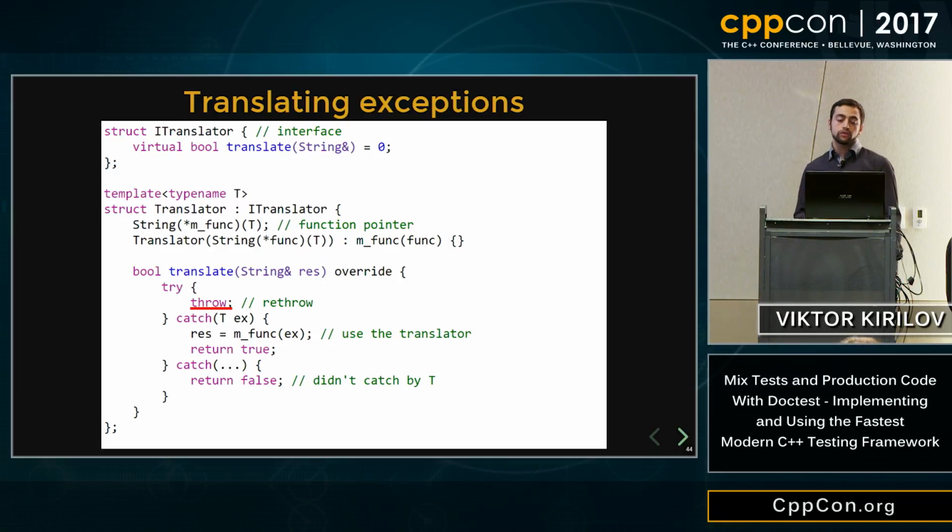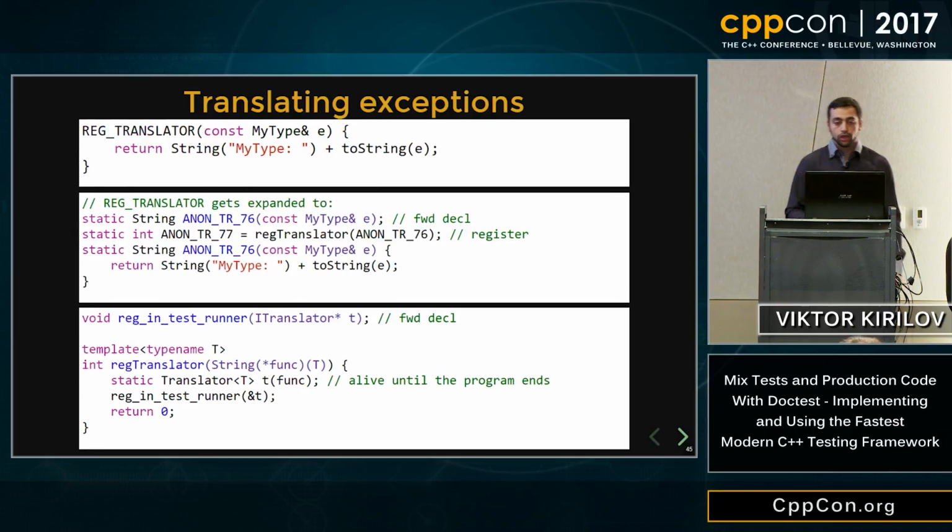And in there, inside of a try block, we rethrow the current active exception. And then we try to catch it with the type the translator class is currently instantiated for. And if we succeed in catching it by that specific type, then we use this function pointer we have been constructed with. We translate the exception and we return true. Otherwise, we return false. So the user may register a translator like this using the rectranslator macro. And like a normal function definition, he says what type of exceptions it will be translating.